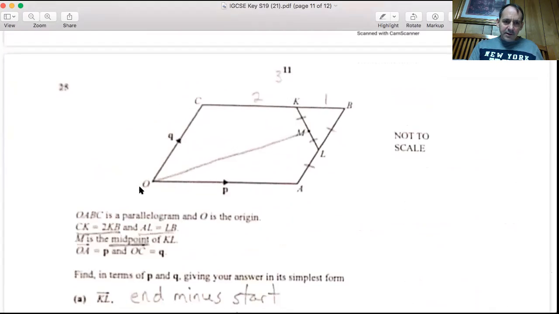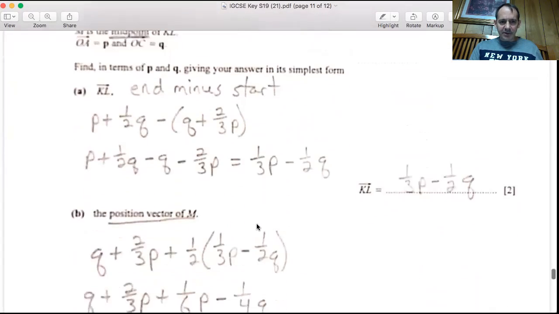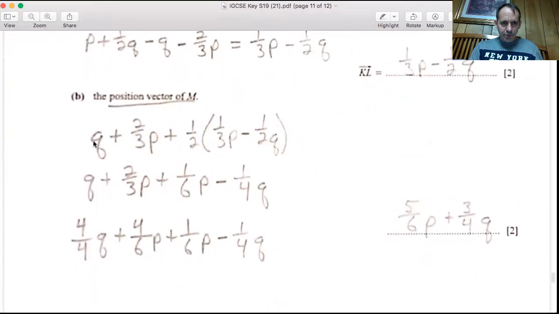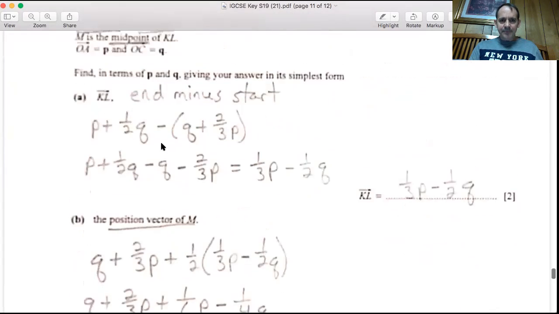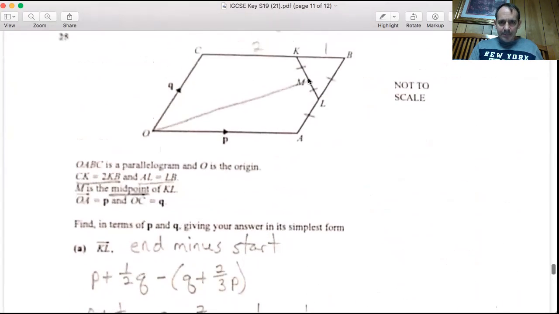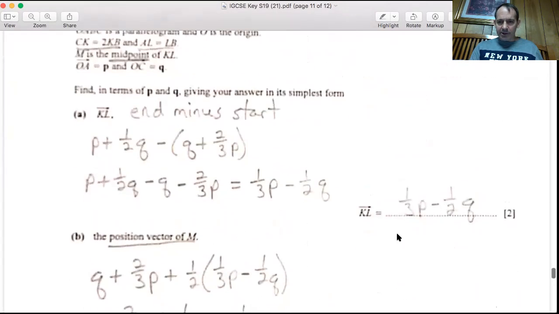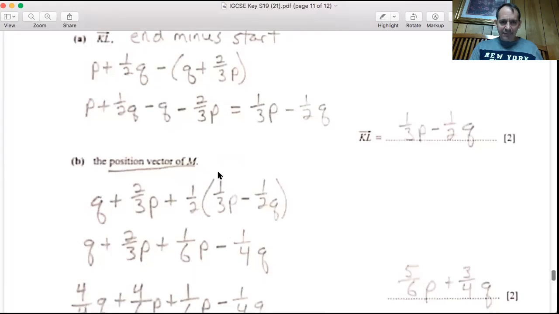So we have Q plus 2/3 P. We already figured that out there. So Q plus 2/3 P. And now M is the midpoint of KL. So we want half of KL, which we've already found. Half of our KL. So 1/3 P minus 1/2 Q.